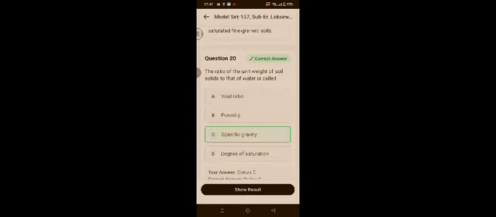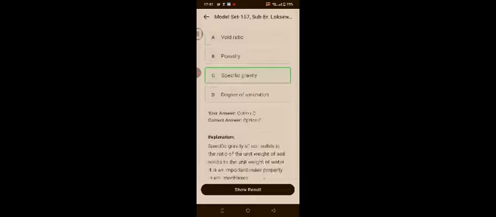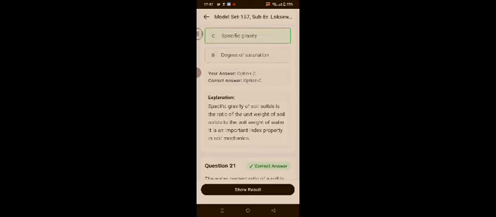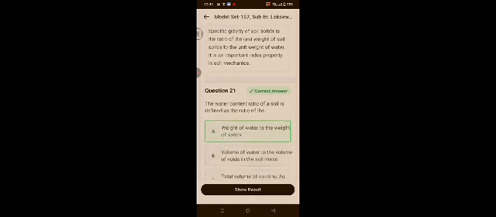The ratio of the unit weight of the soil to that of water is specific gravity. Specific gravity of the solid is the ratio of the unit weight of the solid to the unit weight of the water. It is important in the index property of soil mechanics.